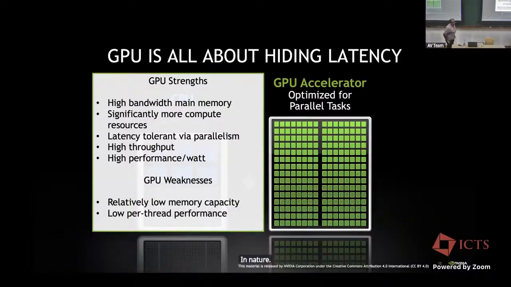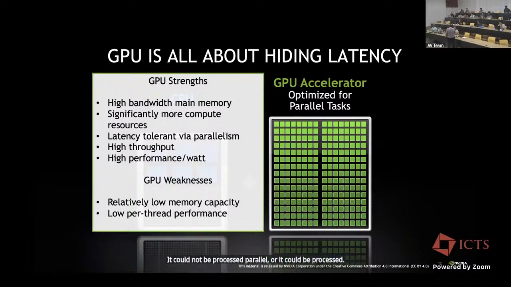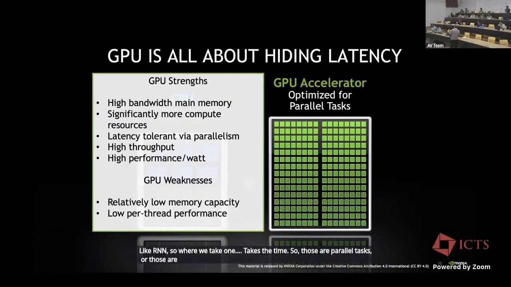Sequence to sequence model. Earlier generation, before the transformer, could not be processed in parallel; it was processed like an RNN, where we take one text at a time. So are those parallel tasks, or examples of serial tasks?